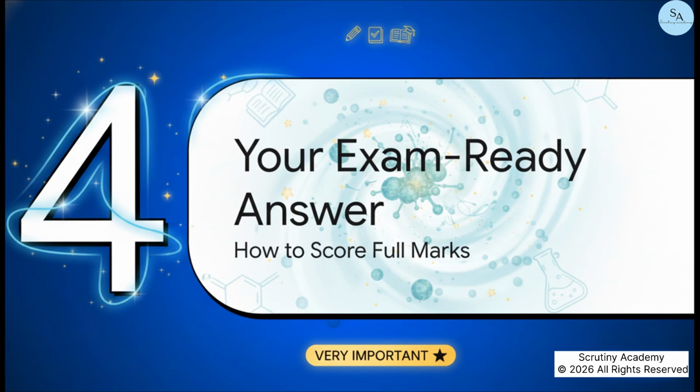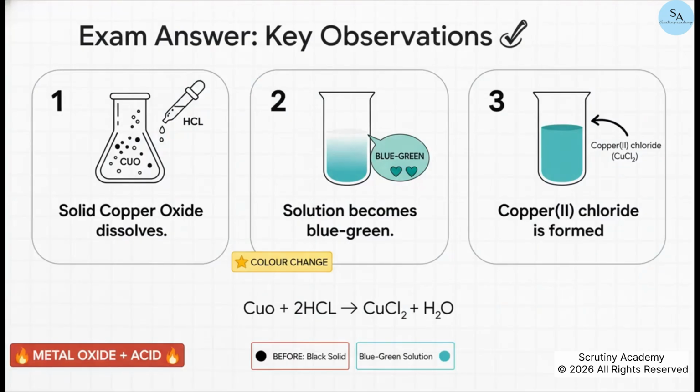Awesome. So now we get the chemistry behind it. But let's quickly shift gears and talk about how you can write a perfect answer in your exams to get those full marks. So, if the question asks you to write down your observations, these are the 3 magic points you need to mention. 1, the black solid dissolves. 2, the solution turns blue-green. And 3, you have to name the new substance that's formed, copper-2 chloride.